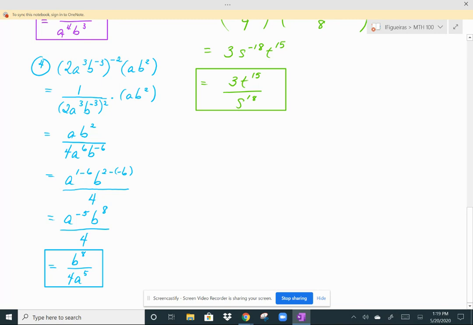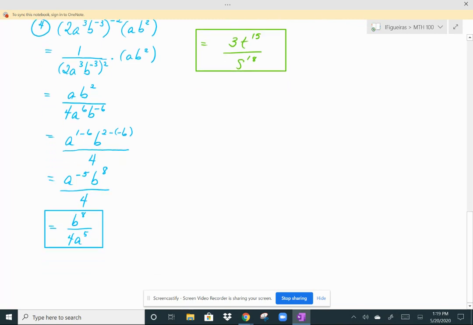All right, so now I did two things in this third line. I put ab squared in the numerator because 1 times ab squared is just ab squared. And in the denominator, I squared the expression. So 2 squared is 4. A to the 3rd raised to the 2nd power, that's rule number 3. Multiply your exponents, that's a to the 6th. And negative 3 and 2, that gives me b to the negative 6, again, using rule number 3.